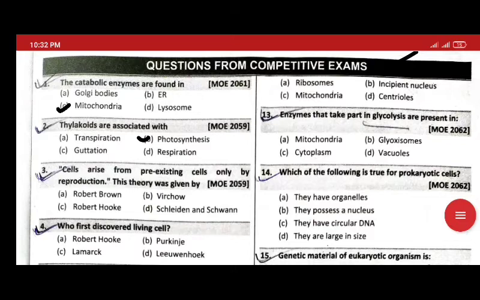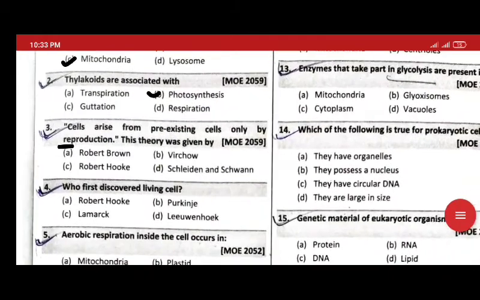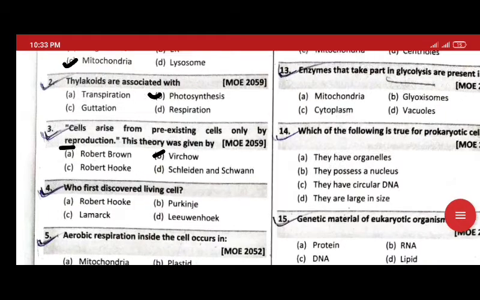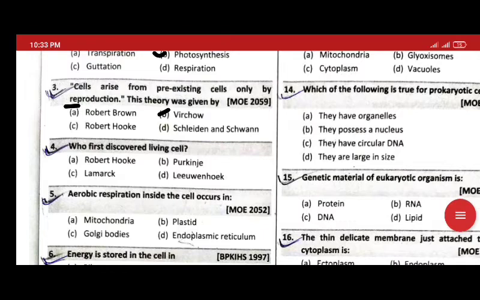Now, cells arise from pre-existing cells only by reproduction. So this is called what? Cell lineage theory, which is given by whom? By Virchow. So Rudolf Virchow gave this theory. Now, who discovered the living cell? The living cell was discovered by Leeuwenhoek. He discovered a sperm cell that is living.